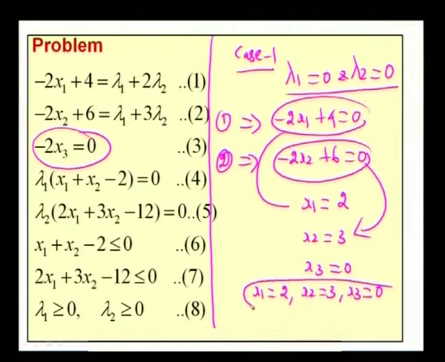Now, with these values of x 1 and x 2, what happens to equation 6? We will just check it. x 1 equal to 2, x 2 equal to 3: 2 plus 3 is 5, minus 2 times 3, 3 less than or equal to 0 comes, which is not satisfied. So, with these values of x 1, x 2, x 3, equation 6 is not satisfied. Therefore, this cannot be a solution to the given nonlinear programming problem. We should omit this case.